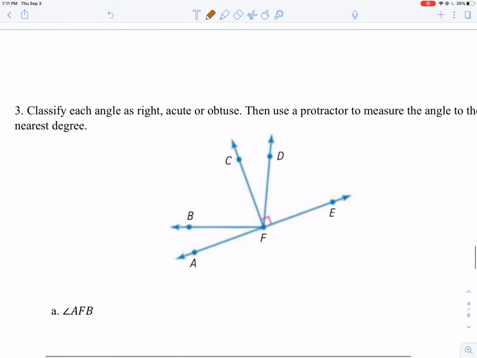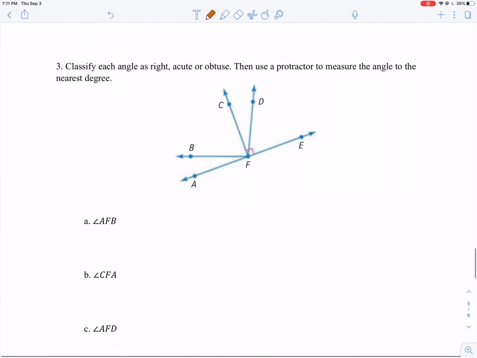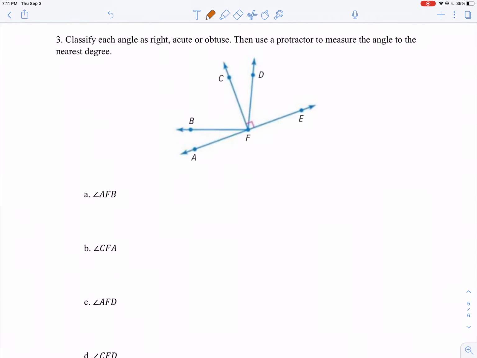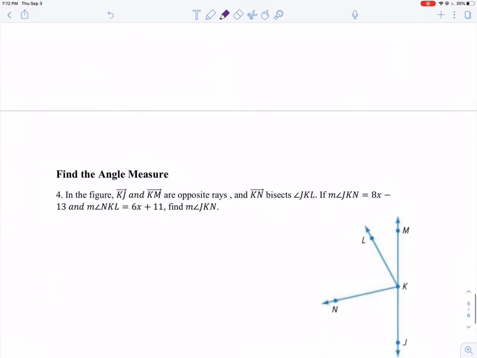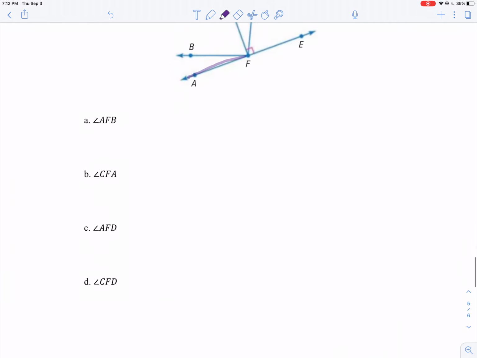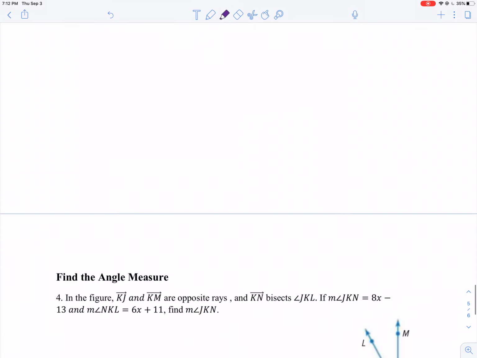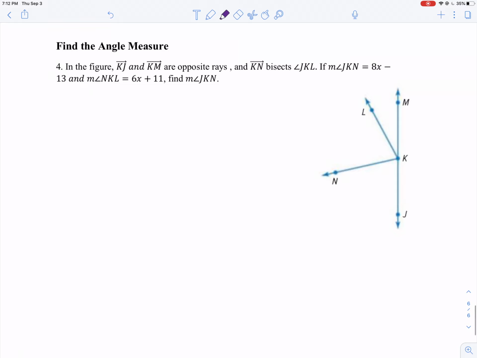All right, our last example. I believe it's our last one. Classify each angle as a right, acute, or obtuse. So we're going to look at angle AFB. In this case, because A, F, E are collinear, and they're opposite rays, generally we would use a protractor, so we're going to look at this guy, and it would be acute. So this is going to be a little more challenging. We're going to skip this example just because we don't have the protractor in class, and we're going to go down here to example number 4.